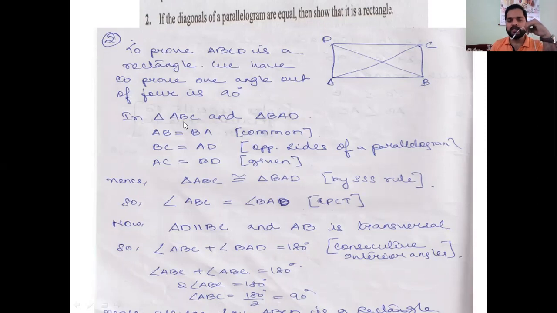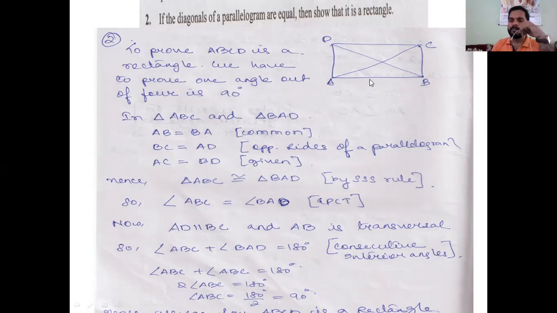Let's see. In triangle ABC and triangle BAD, these two triangles are congruent. How? AD is equal to BC, opposite sides. AB is common, and the diagonals are equal, so AC is equal to BD. So by side side side rule, I can say that the two triangles are congruent.